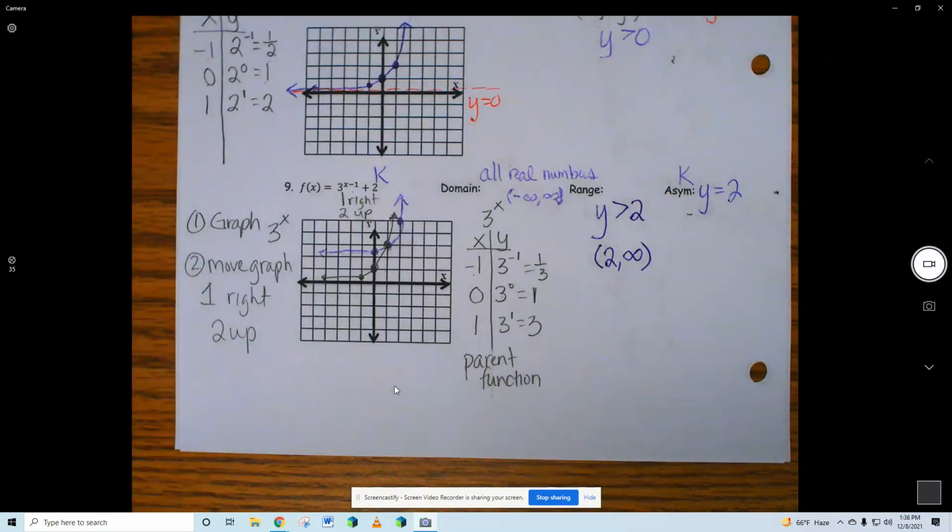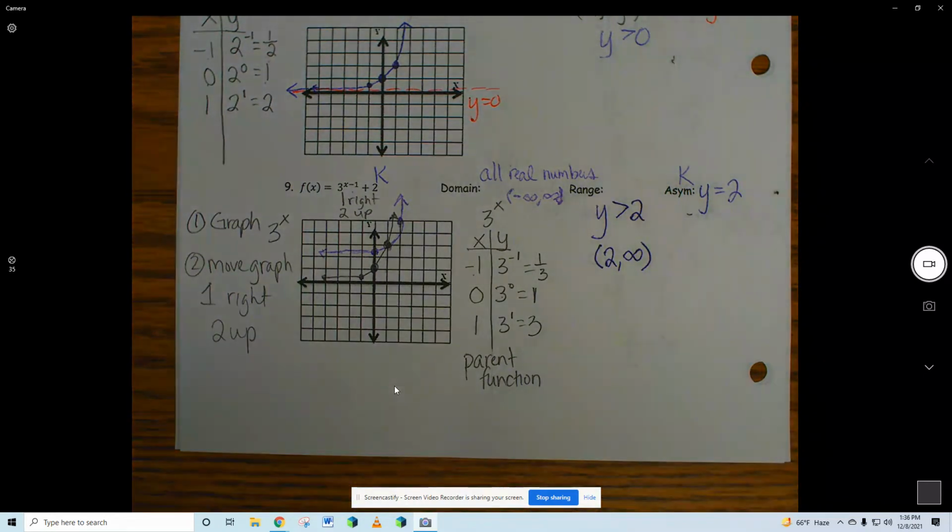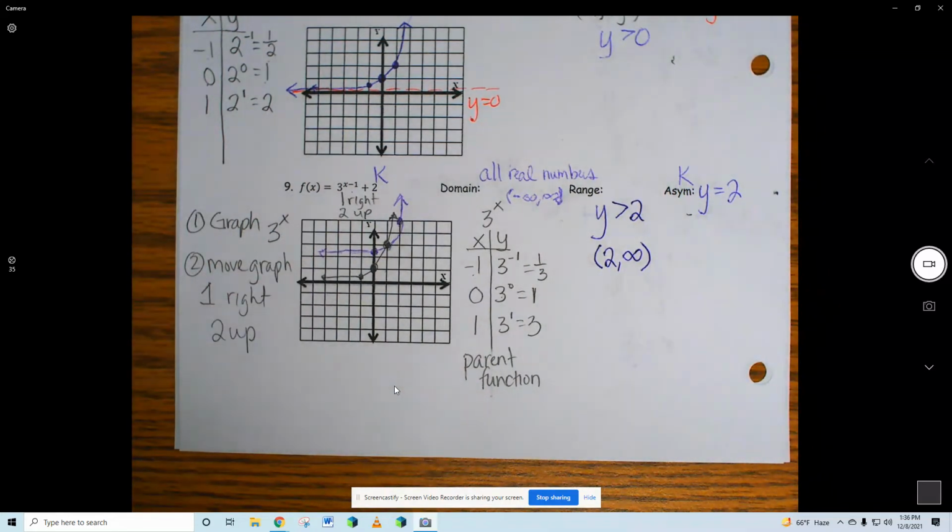So that's graphing. For sure, graphing is on the final.